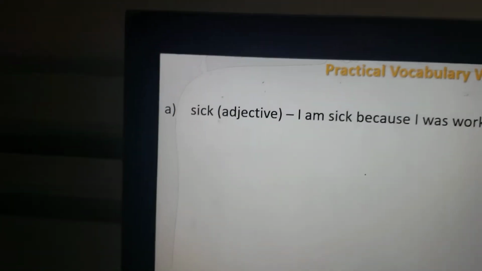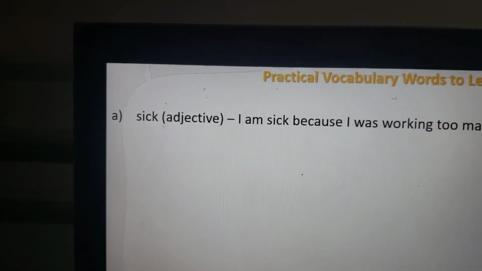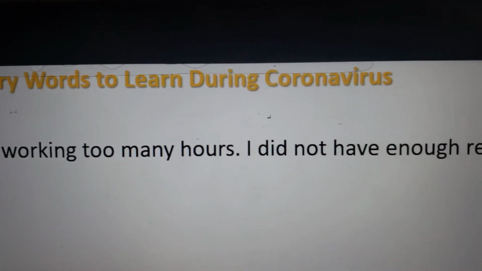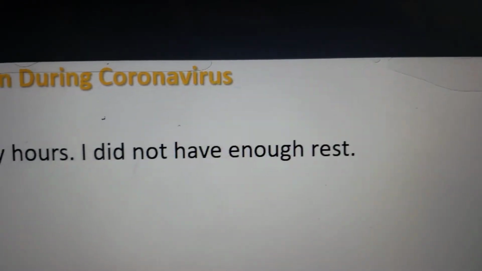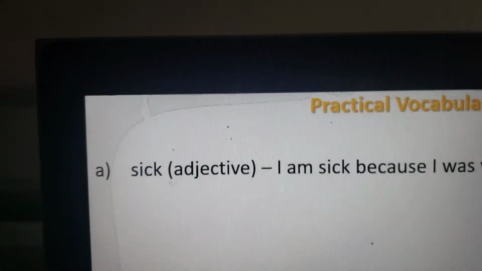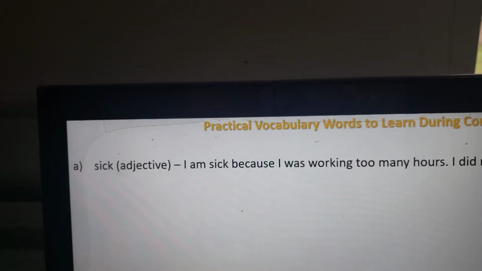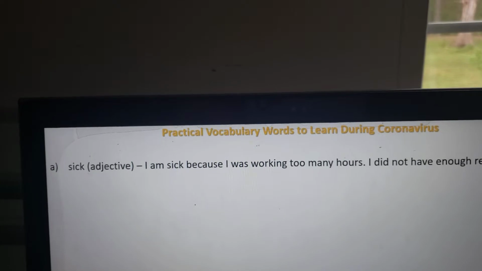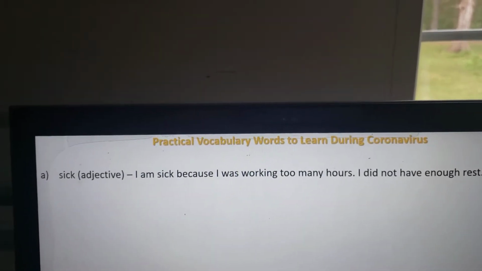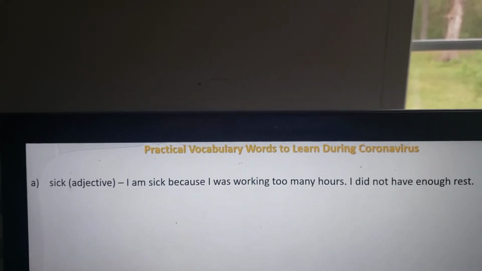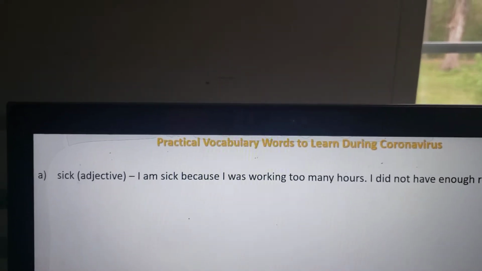Now, I want to see if you can use the vocabulary words in sentences with me. I am sick because I was working too many hours. I did not have enough rest. Well, because I work too much, then I am sick because I don't have energy. Okay? So if you don't want to be sick, you need to make sure that you eat, have plenty of rest, have vitamins, have nutrients in your body.